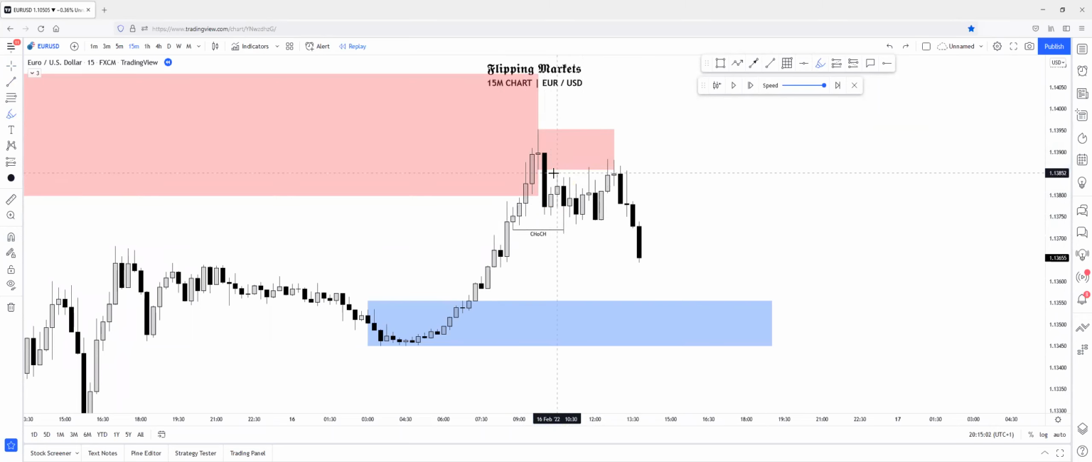Change of character, liquidity building up at this region, sweep of the liquidity from this movement, tap of the supply zone. We will check if there was any good 1-minute entry opportunity at this region. So after the tap of the supply zone, price has reversed immediately to the downside.